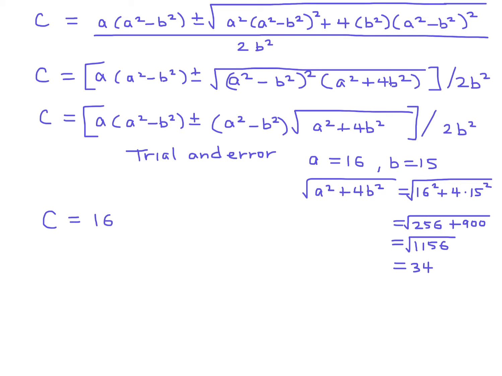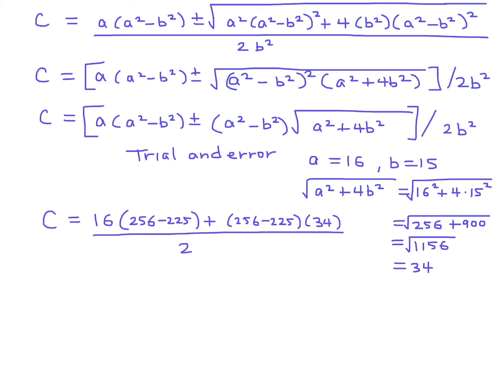All right, let's figure out c then. 16 squared, 256 minus 225, plus or minus. Well, let's just use the plus because we want a positive number, because the numbers represent the sides of a triangle. So I'll use the positive one. 256 minus 225, and then I've got this, which I already calculated to be 34. And don't forget that it's all over 2b squared, so 2 times 15 squared, which is 225.